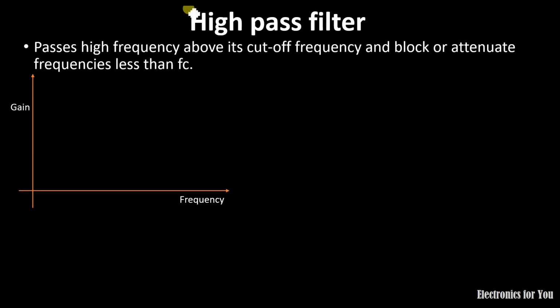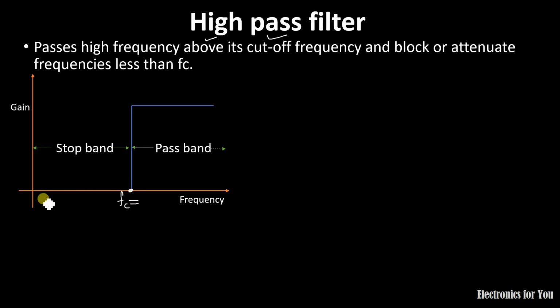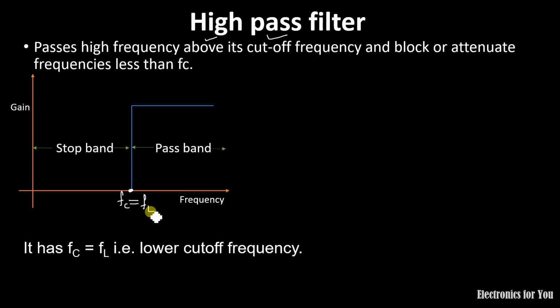Now let's move toward the high pass filter. As its name is high pass, it means that it will pass the higher frequency and block the low frequency. So this low frequency is blocked and high frequency is passed. So we can say that this frequency is passed, that's why we are getting some output, and therefore this is called the pass band, whereas this is blocked, so this is the stop band. Now this frequency is again fc, that is the cutoff frequency, but as it is cutting the lower frequency, for the high pass filter we will have the lower cutoff frequency fl.